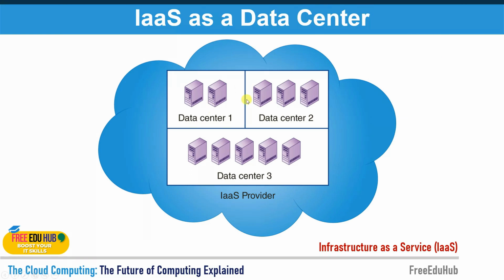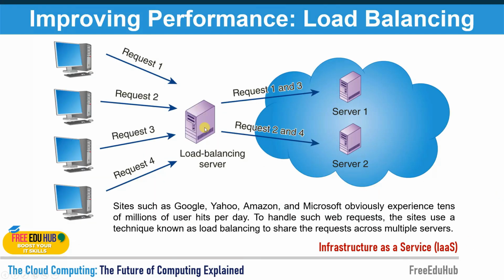Now that's showing the infrastructure and its server as a data center, where different data centers are available dedicated for different customers in the cloud. Now we are covering improving the performance or load balancing in the cloud. As you know, there are lots of famous websites, for example, Google, Yahoo, Amazon, Microsoft, etc. obviously experiencing tens of millions of user hits per day.